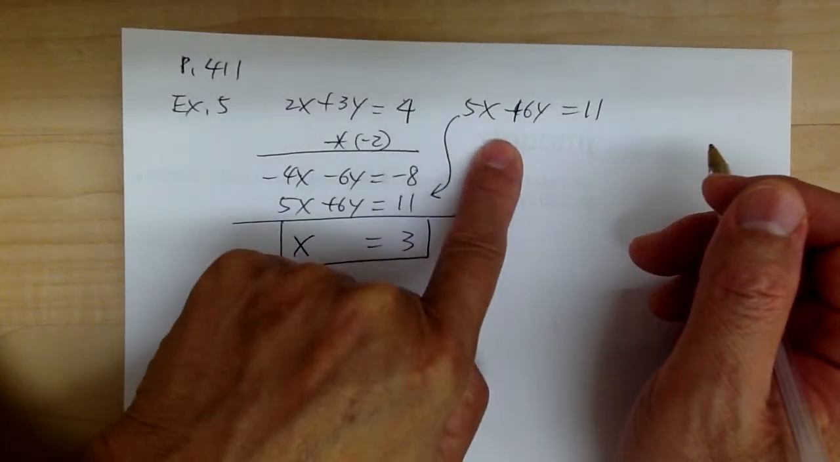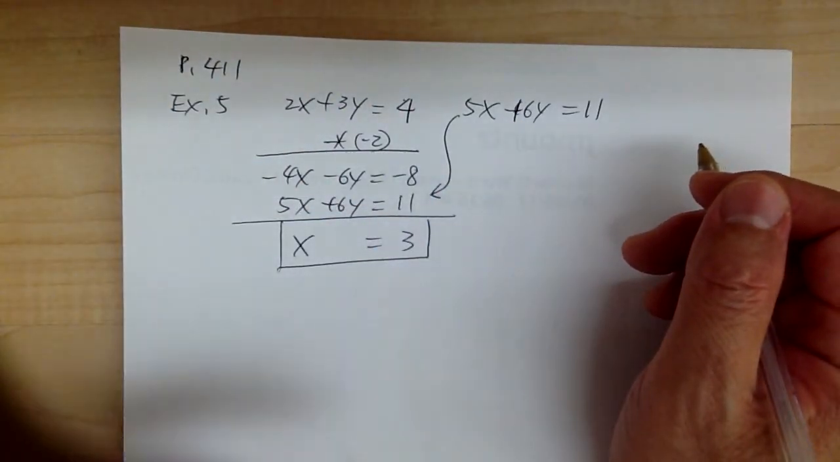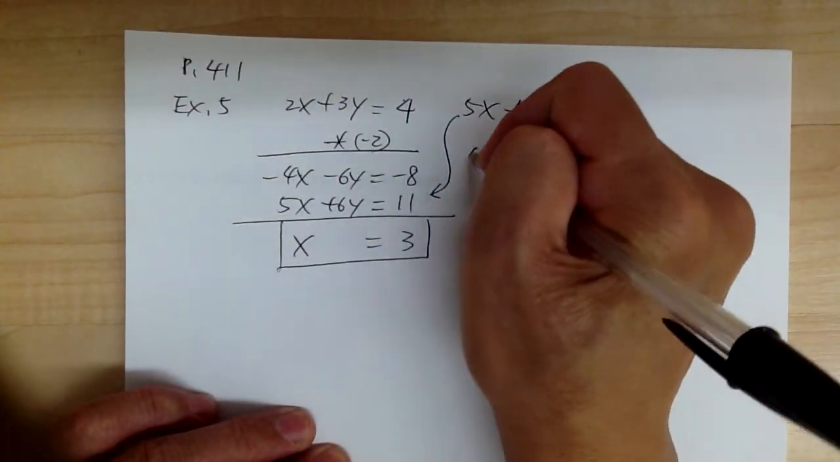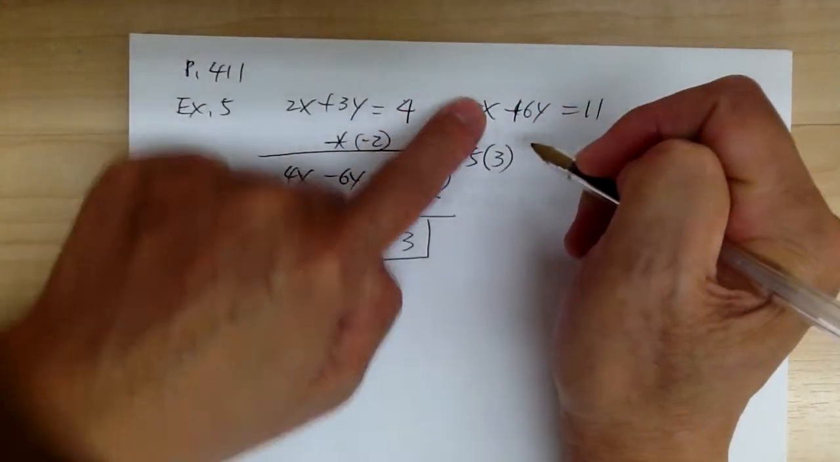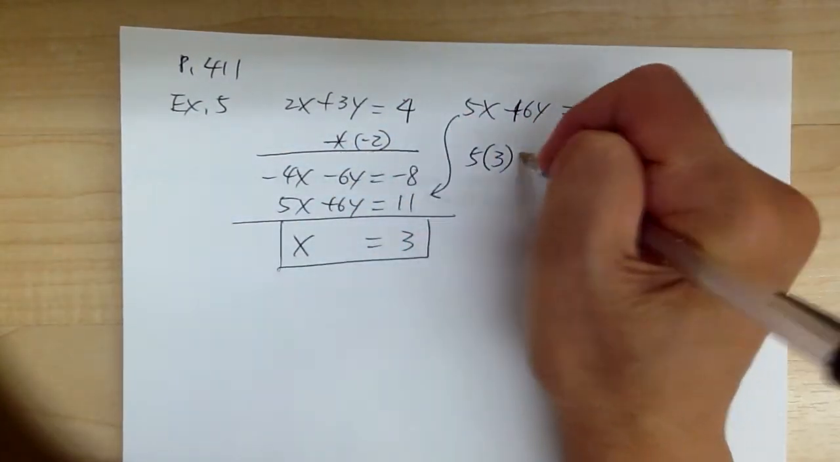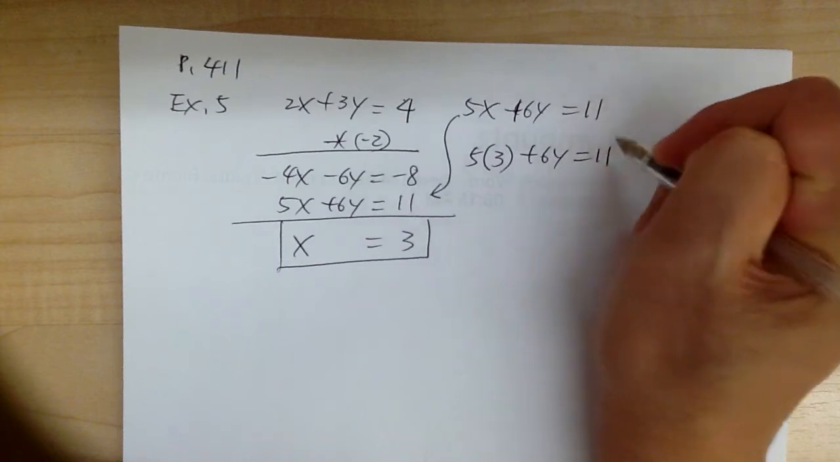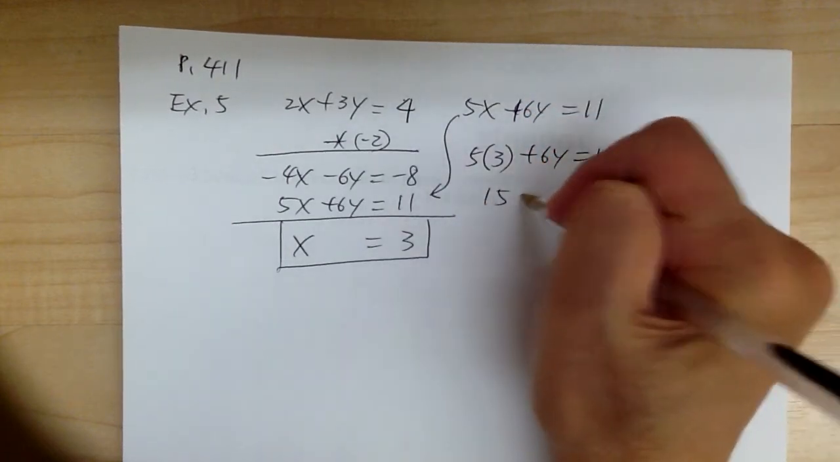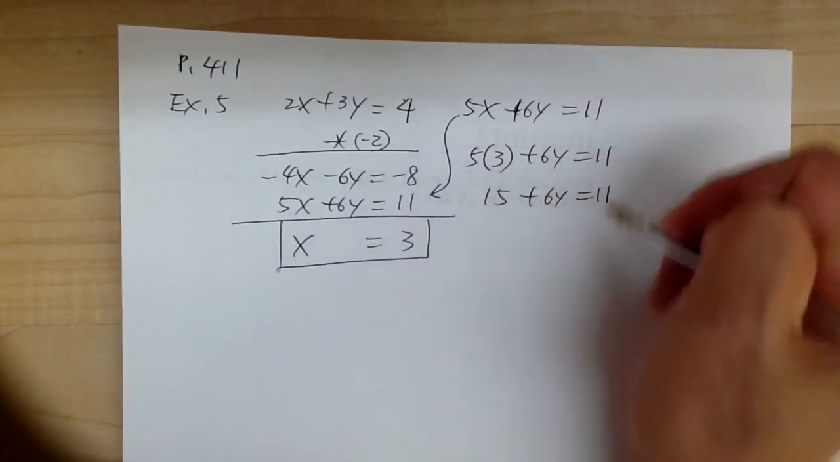But I'm going to use this one instead just to show you, you can do any equation. So I have 5 times 3, right? That's what x is, right? So it tells you x equal to 3. Plus 6y equal to 11. Multiply out. You got 15 plus 6y equal to 11.